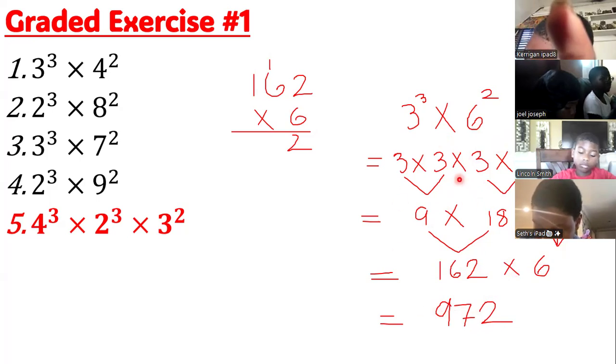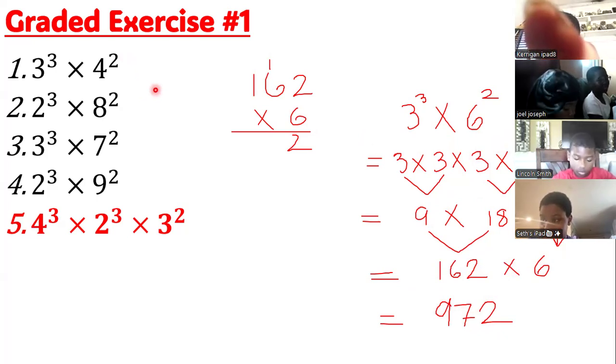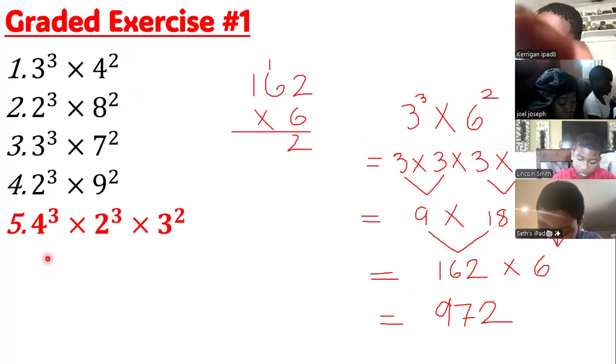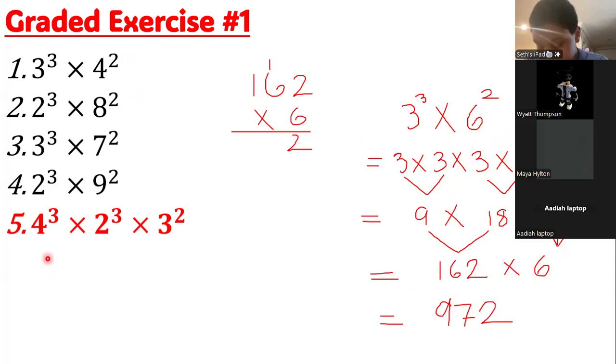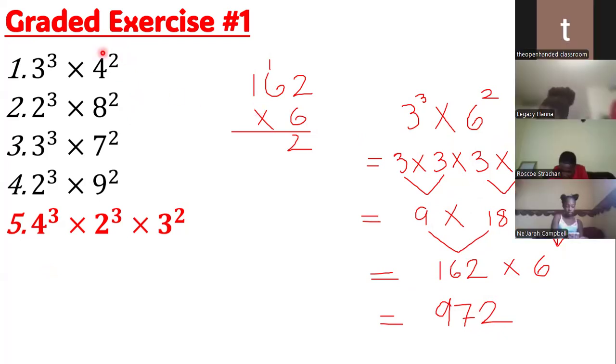Follow the same example when you do the other ones. I'm finished. All right. Good stuff. Najara, take a picture of your work and send it to me via WhatsApp if you're done. You understand me, Roscoe? Yes, sir. Good. For those of you who are done, take a picture of your work and send it to me via WhatsApp.